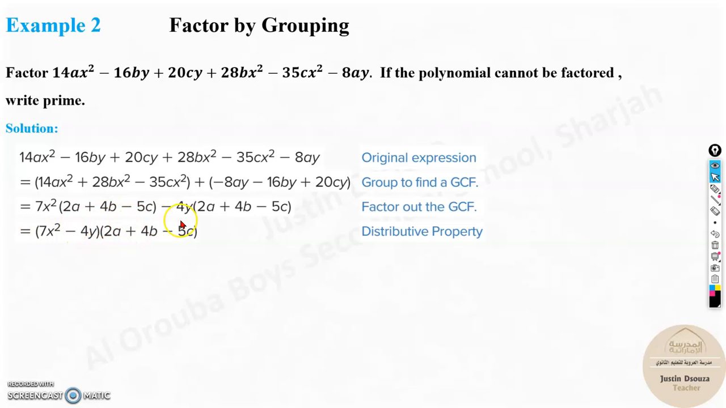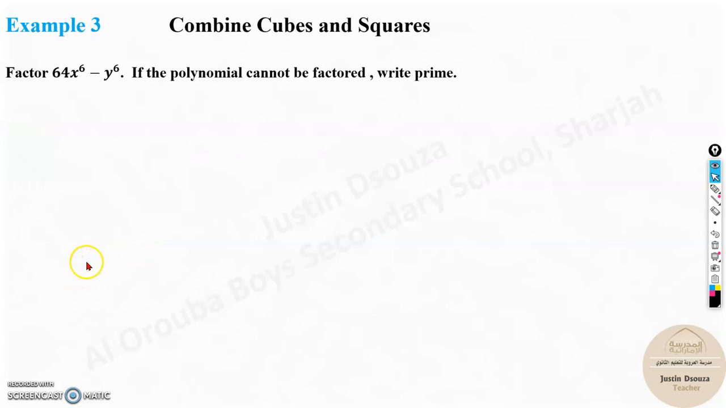So now over here, this is it. It depends on what options are given. Look into the options and stop simplifying. Now we can see about combining cubes and squares. So this is again a simple but complicated problem. Simple in the sense it's very straightforward. There's nothing much over here.